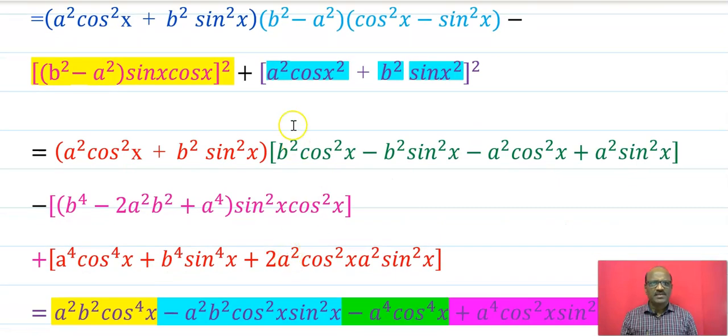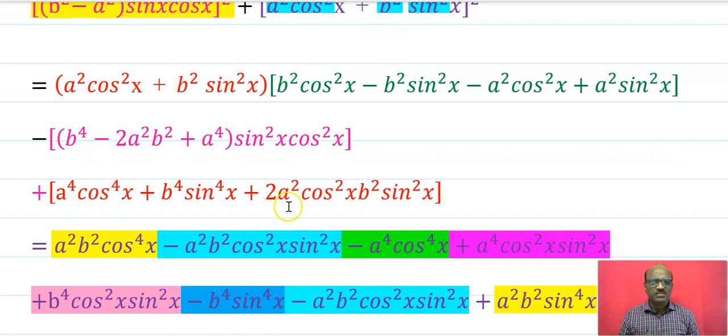Now the next, here is a square cos square x plus b square sin square x whole bracket square. Now whole bracket square means what? Here is a raised to 4 cos square x. The square of this bracket, I will repeat here, a square cos square x plus b square sin square x, bracket square. Means what? a raised to 4 cos of x raised to 4 here, plus the last term squared, that is b raised to 4 sin of x raised to 4, plus 2 times a square cos square x into b square sin square x.